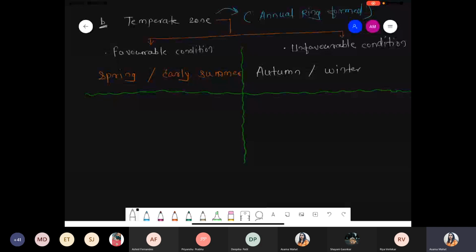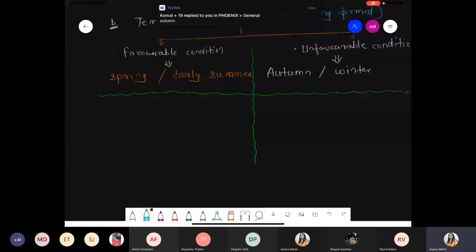So during the temperate zone, favorable means the spring season, and unfavorable means the autumn season. So just tell me, vascular activity kahan pe more hogi, during the spring season or during the autumn? The activity of the vascular cambium, where is it more, during the spring or during the autumn? Tell me quickly. I'm talking about more. Yes, it is the spring season, right?